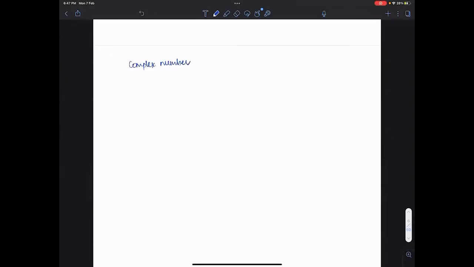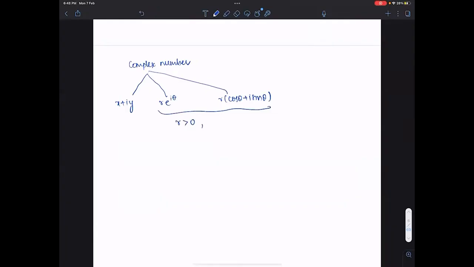A complex number can be represented in three different forms: x plus iy, or a plus ib, r into e power i theta, and r into cos theta plus i sin theta. The condition for these two is that your r must be positive. Your theta is called the argument. And if theta lies between pi and minus pi, then it is called the principal argument.